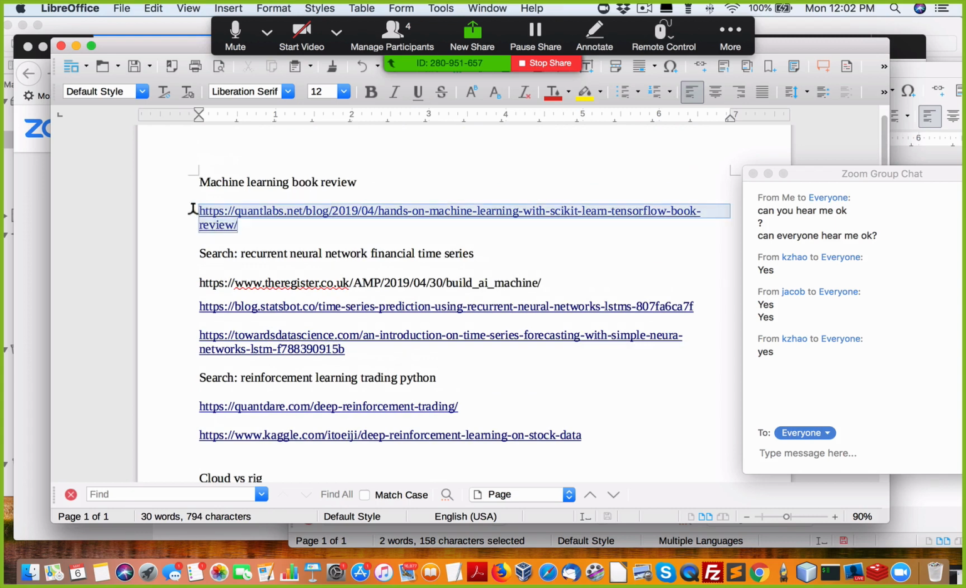Okay, so let's talk about the book. As I said, you guys are welcome to chime in. If you got anything to put out there, don't be afraid. Nobody will bite your head off here.